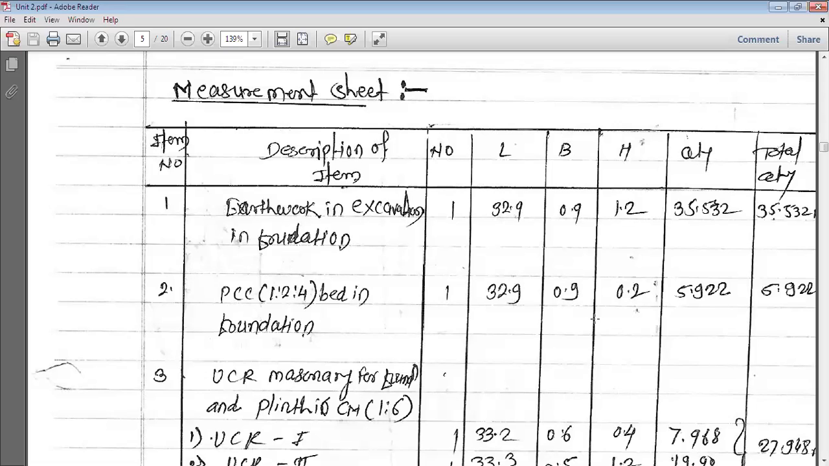Then the seventh column will be the quantity. What is the formula to determine the quantity? The quantity of each item equals numbers multiplied by length multiplied by width multiplied by height or depth, whatever is given. So that gives you the quantity, and the last column is the total quantity, which will be the summation of all the quantities required for all activities. So the summation of quantities of all activities will give us the total quantity.